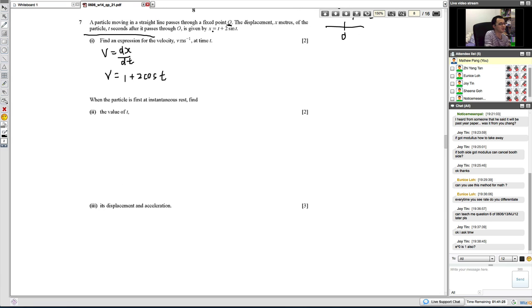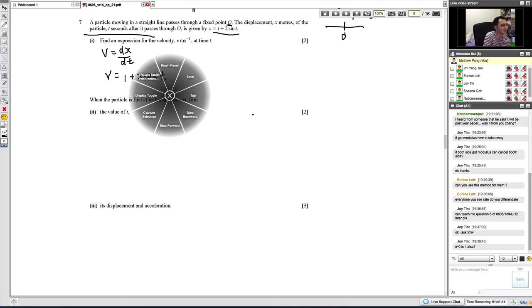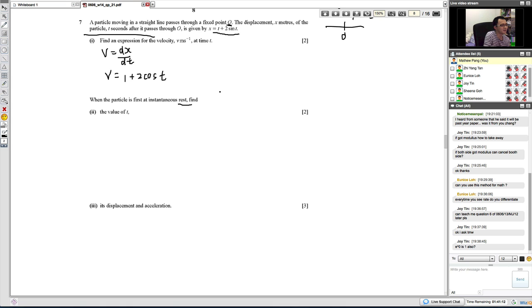I hope you know how to differentiate sine, cos, and tangent. When the particle is at instantaneous rest, whenever you see the word rest, at least you know something: v equals 0. It means there's no velocity, the particle will stop there. So they ask you to find the value of t, which means v equals 0. This is 1 plus 2 cos t.